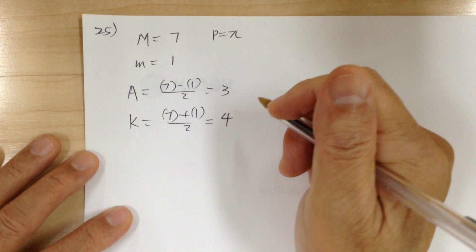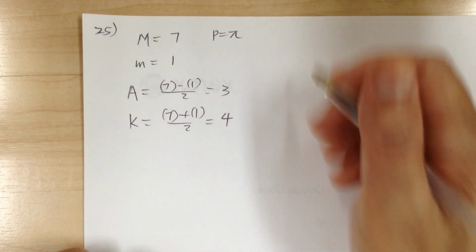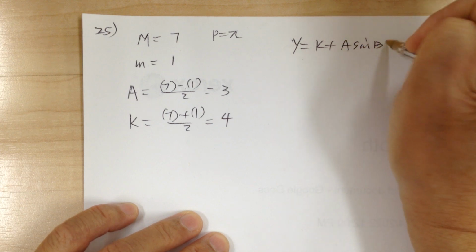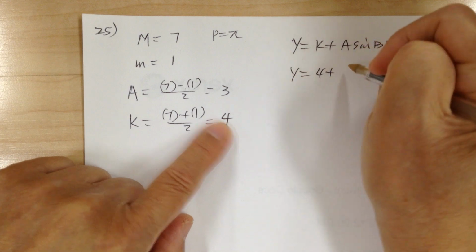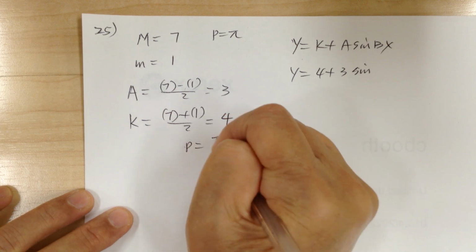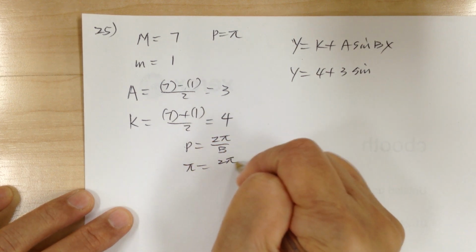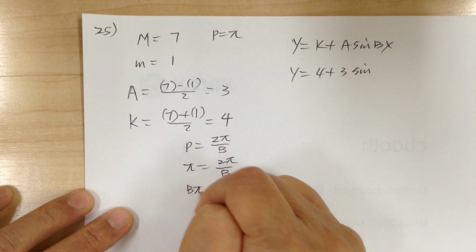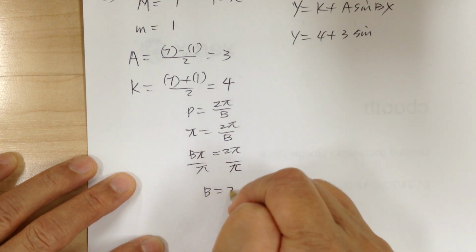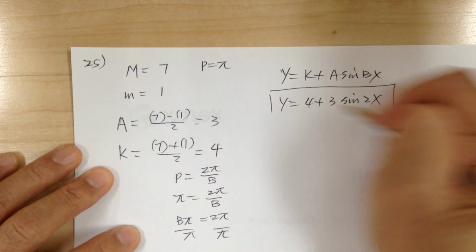And you can check, right? If you start at 4 and go up 3, you get 7. Start at 4, you go down 3, you get 1, right? So you got y equal to k plus a sine bx. So k equal to 4, a equal to 3. Then we have to find b. You can use a formula: p equal to 2 pi over b. So period equal to pi. Cross multiply, and divide by pi, divide by pi. So b equal to 2. So you substitute into here. And this one, there's nothing to simplify, so that's your answer already.